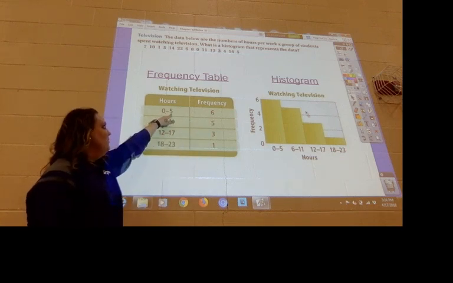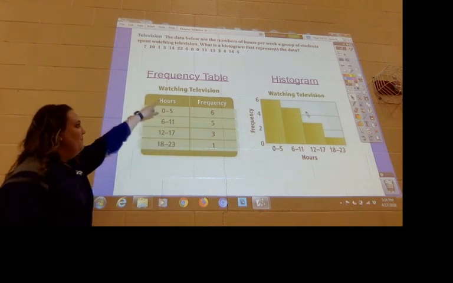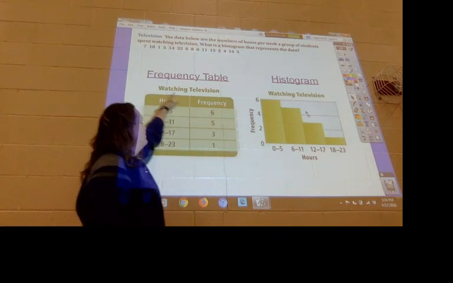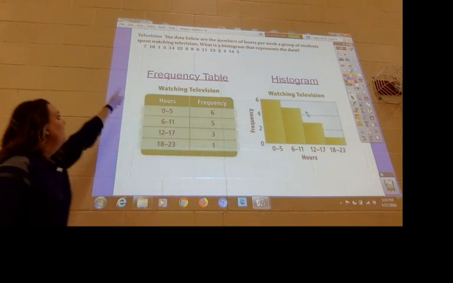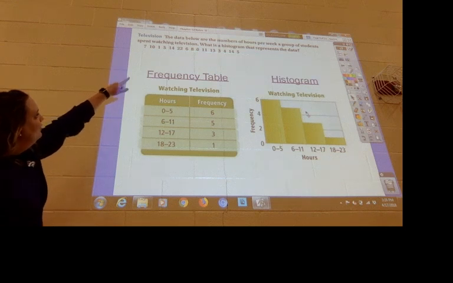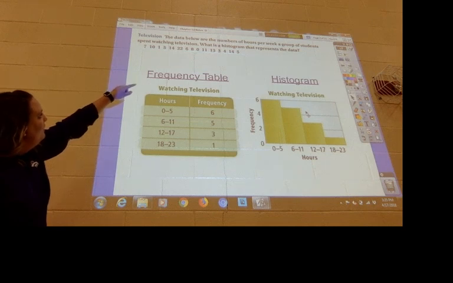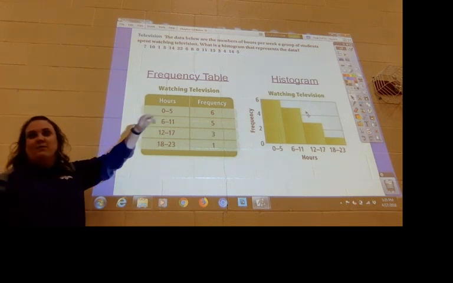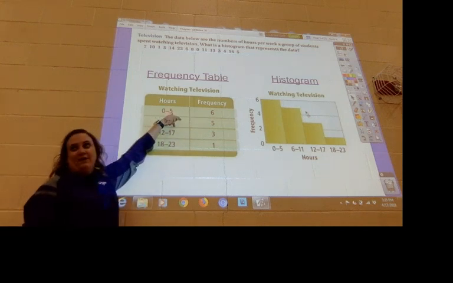So they did 0 to 5 hours. Apparently there are 6 numbers that fall between 0 and 5. Did you find 6 numbers? 1, 2, 3, 4, 5, 6. So there's 6 numbers that fell between 0 and 5.